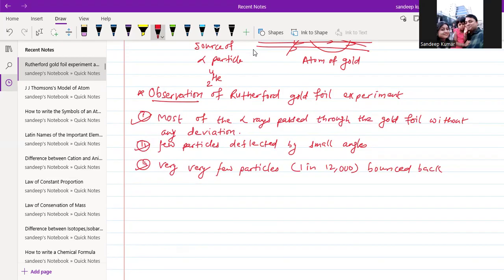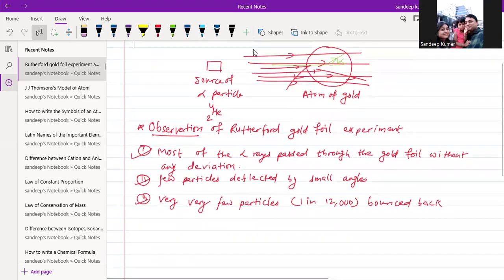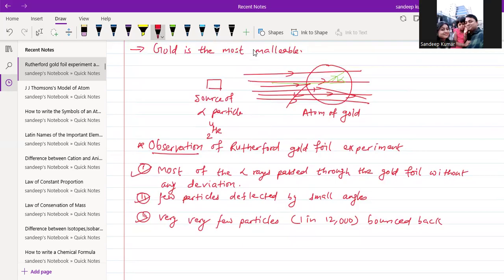Based on this observation, he concluded about the atom. Because most of the particles pass without any deflection, he could assume that if they are positive and passing like this, neither getting attracted nor repelled, it means this space is empty. So as most of the rays passed through the foil without any deflection, he told that most part of the atom is empty. That is the first conclusion you can write.